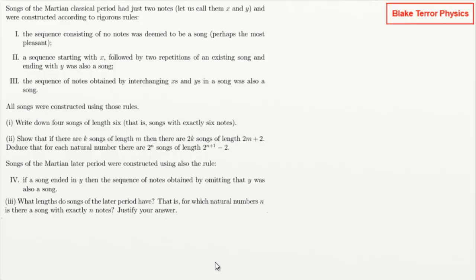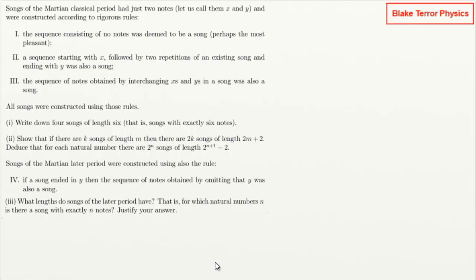Hello, this is question 5 from the Spec A MAT paper from 2009 when they released this. So we've got songs from the Martian classical period that had just two notes, X and Y, constructed according to rigorous rules. The sequence consisting of no notes was a song. A sequence starting with X followed by two repetitions of an existing song and then ending in Y is also a song. A sequence of notes obtained by interchanging X's and Y's is also a song. All songs are constructed using those rules.